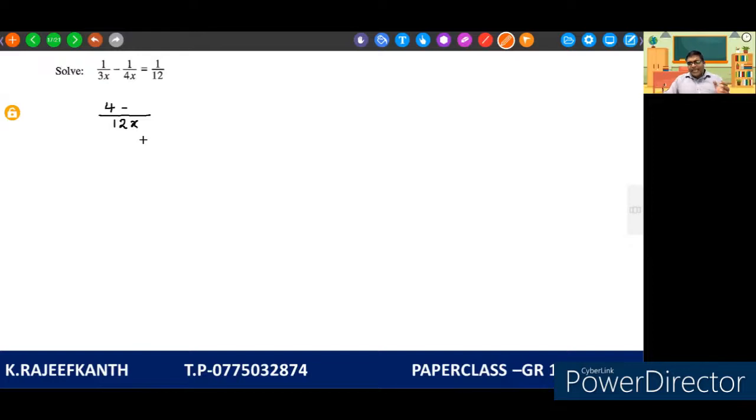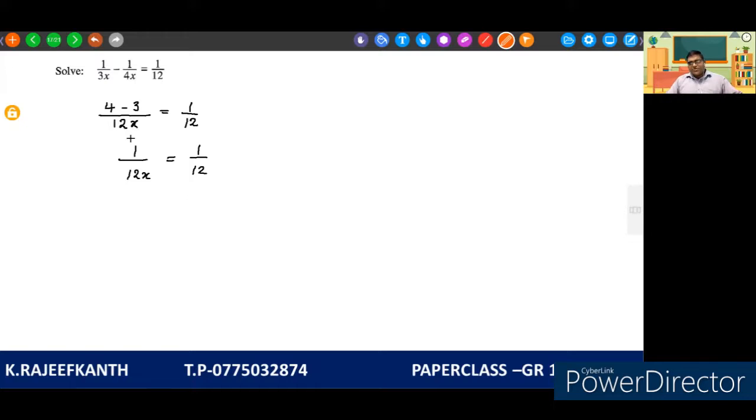Because first we have to check in the LCM how many times the denominators are there. So in 12x, there are 4 times 3x. Then 4 times 1 is equal to 4. Here in 12x, there are 3 times 4x. Then 3 times 1 is equal to 3, equal to 1 over 12. Then 4 minus 3 is equal to 1 over 12x, equal to 1 over 12.